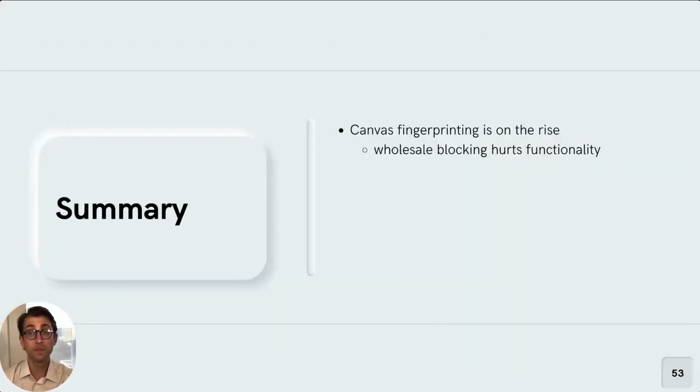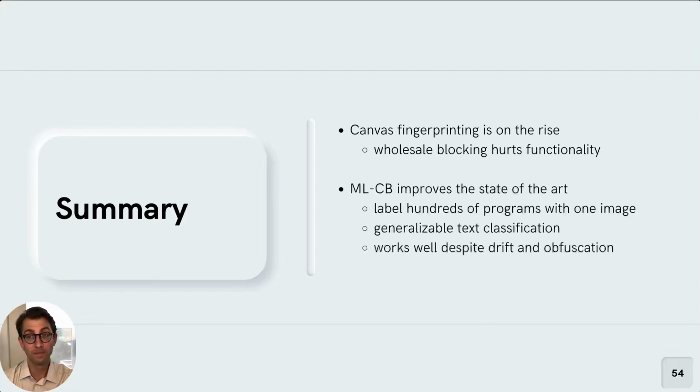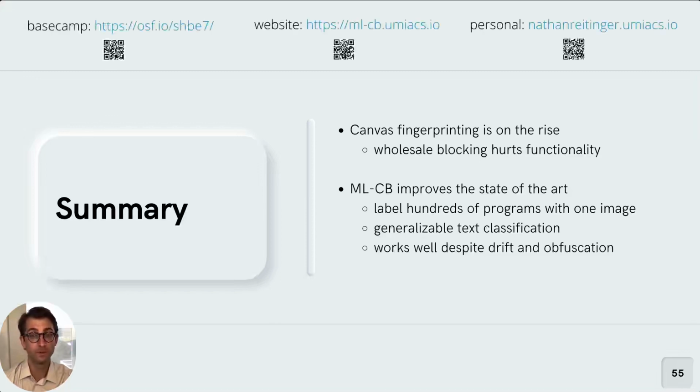So in summary, canvas fingerprinting is a technique that's on the rise. That said, what we've learned is that wholesale canvas blocking would disproportionately block a number of benevolent canvas actions. MLCB improves the state of the art by using images to easily label hundreds of programs. It also provides more robust classifiers given its reliance on text-based data. And it works well despite drift and despite some amount of obfuscation.